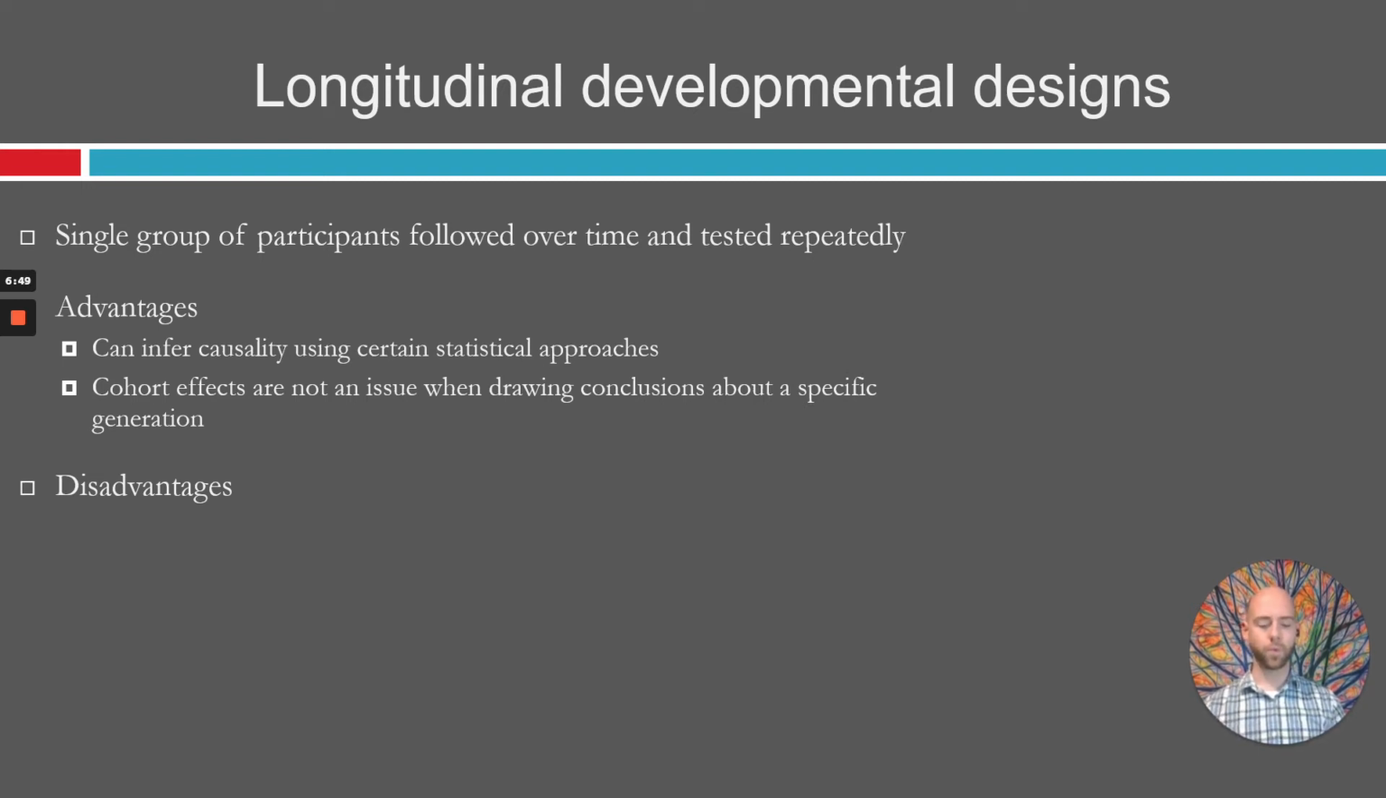And this rules out the issue with a cohort effect. If you're following one group of people over time, you know that you're not observing a cohort effect, because you don't have cohorts. You just have one group of people, and it's their development and their age that seems to be influencing changes in those variables. But that doesn't mean that the problems around cohorts are completely gone.